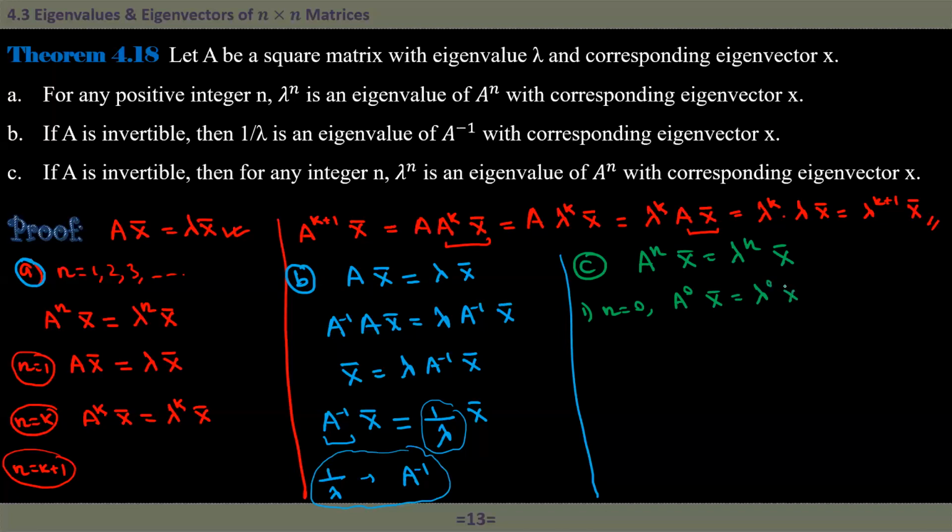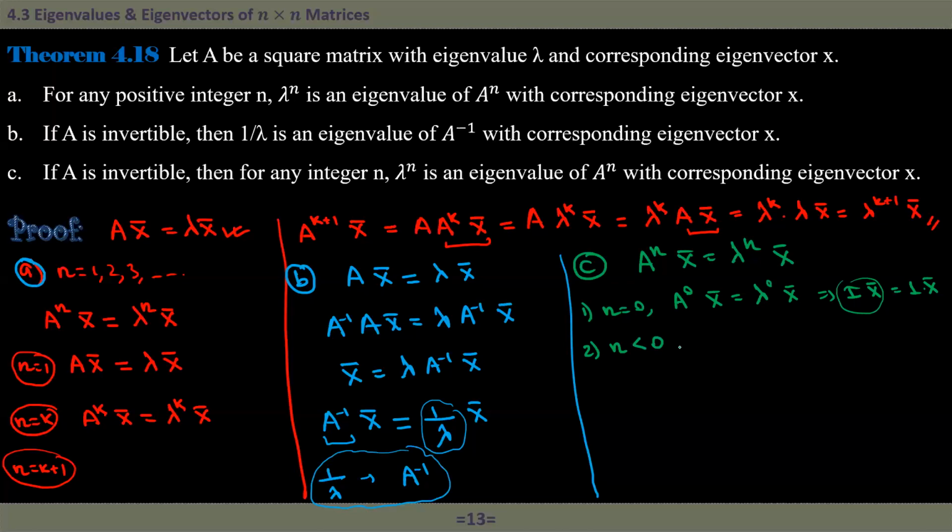So that is x. And actually it's true because A to the power 0 is the identity matrix, and here we have vector x, and here we have 1 and vector x. And we know that here we have just x, right? So here we have the identity matrix, its eigenvalue is 1. So number 2, how about if n is negative?